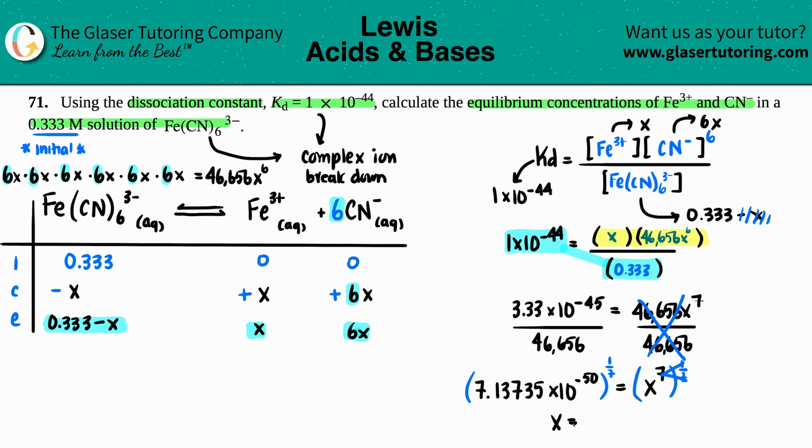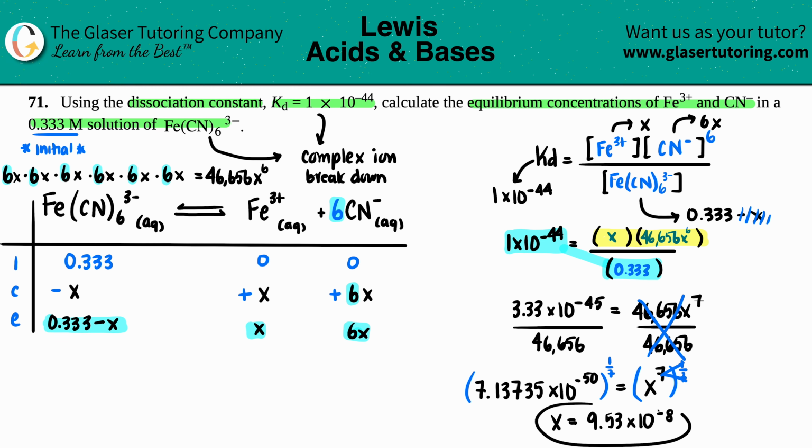So 7.13735 times 10 to the negative 50th raised to the 1/7. Yep. And we get 9.53. If we're rounding to 3 sig figs, 9.53 times 10 to the -8th.